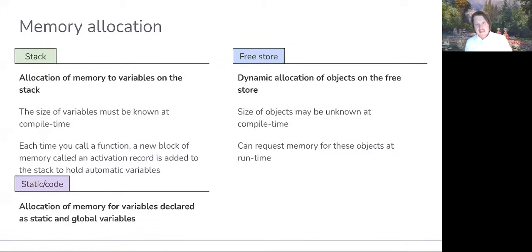And in the last lesson or so, we really got into this idea that each time you call a function, a new block of memory called an activation record is going to be added to the stack to hold these sorts of variables.